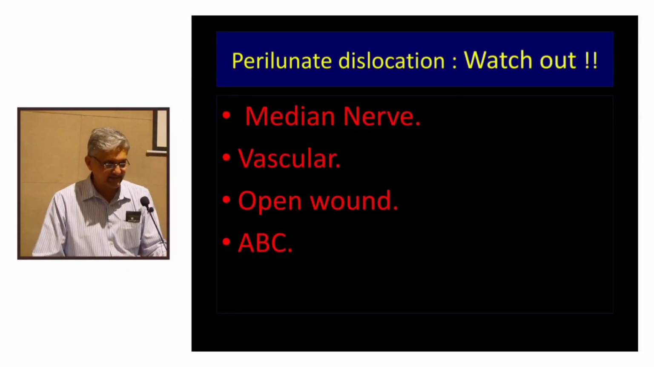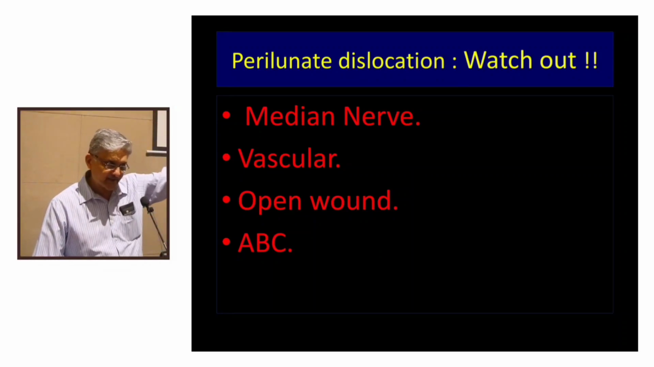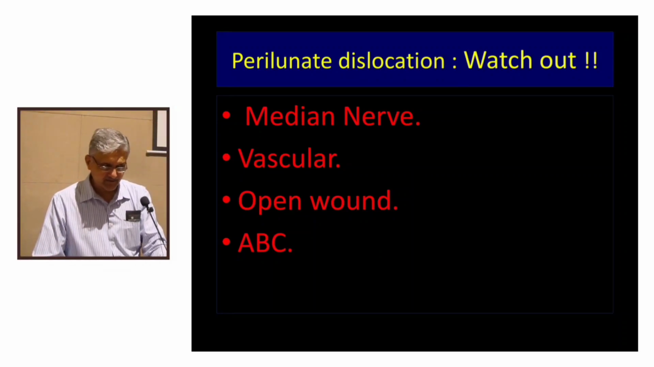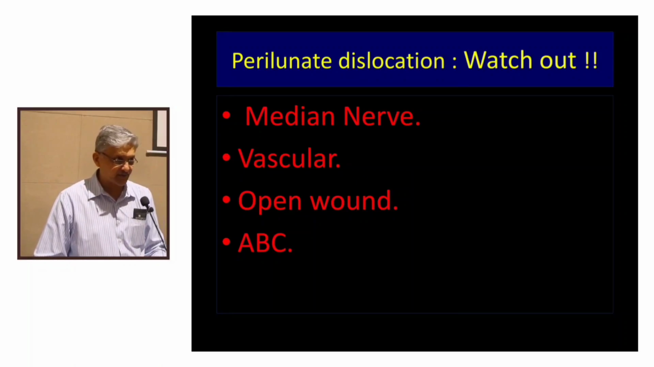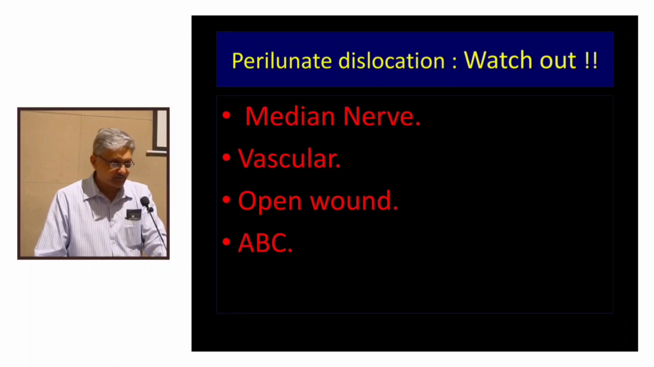And therefore, the simplest examination of the brachial plexus, I'll try to make it simpler, is just to ask the patient to lift up the hand. If they can lift up, in spite of all this injury, and presuming they don't have a fracture of the humerus, radius or ulna, this is a simple test. Also look for median nerve injury, vascular injury and open wounds, and of course airway, breathing, circulation.